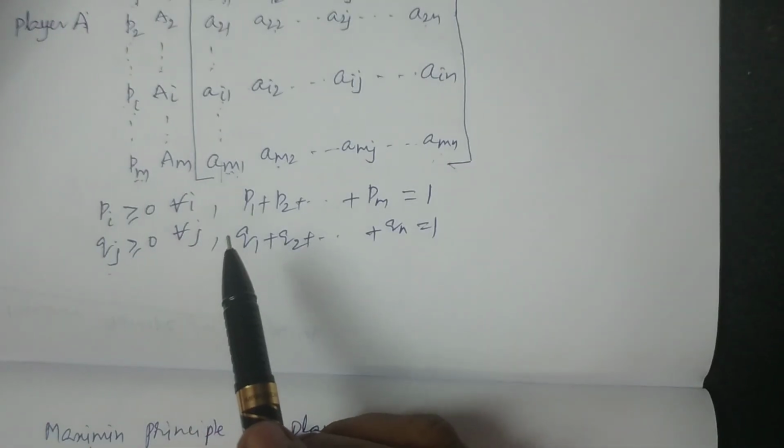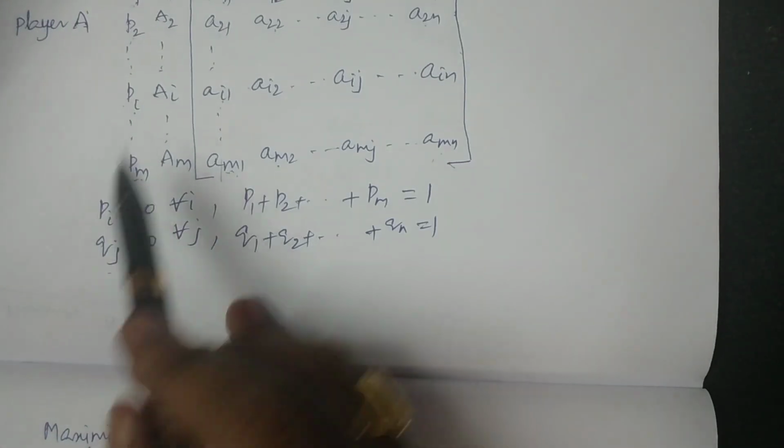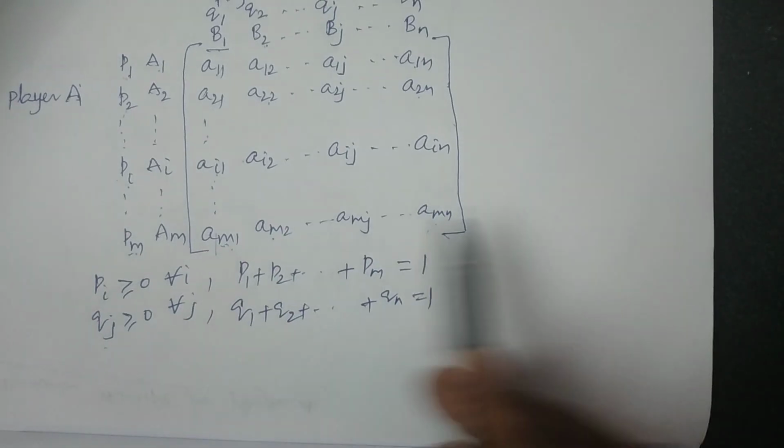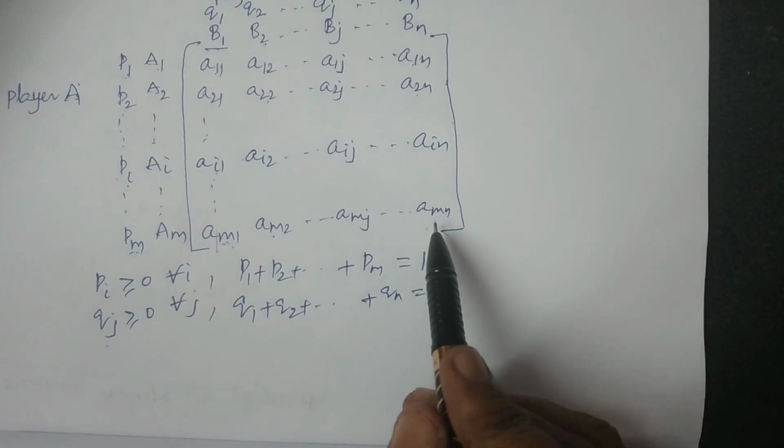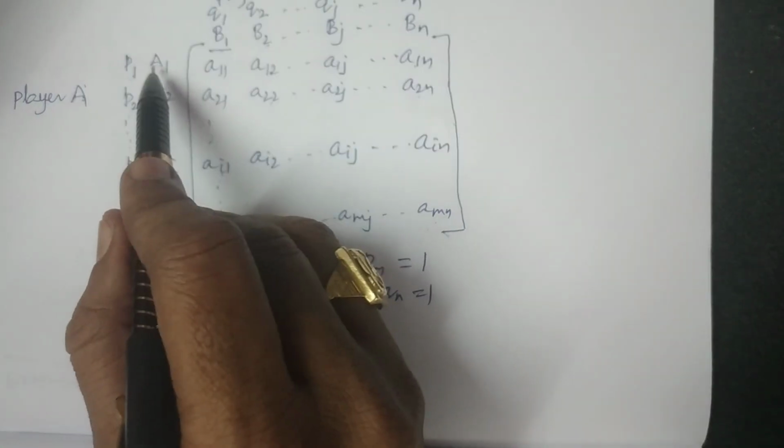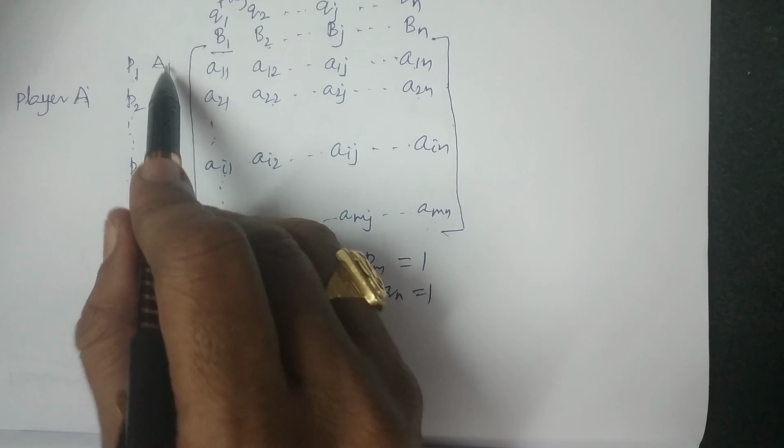Now, have you understood why I have written the probabilities here? If you write the probabilities here, you can easily understand this one. You can easily calculate this. You have to write the probabilities just at the values of A1, A2, AM.